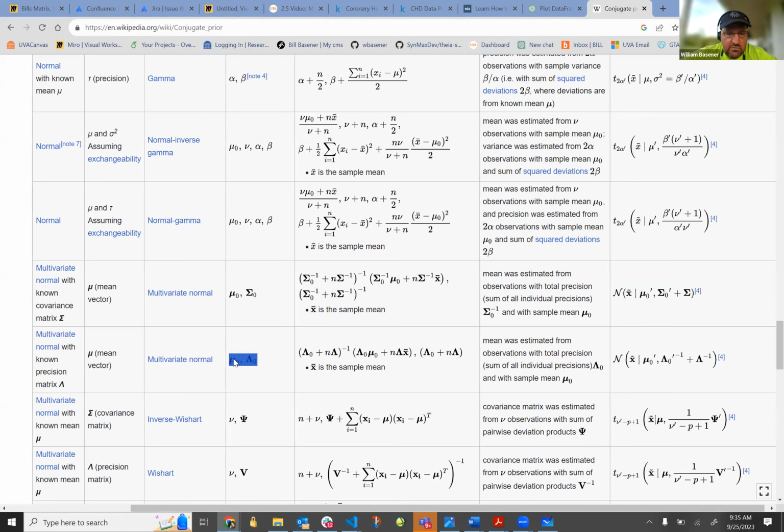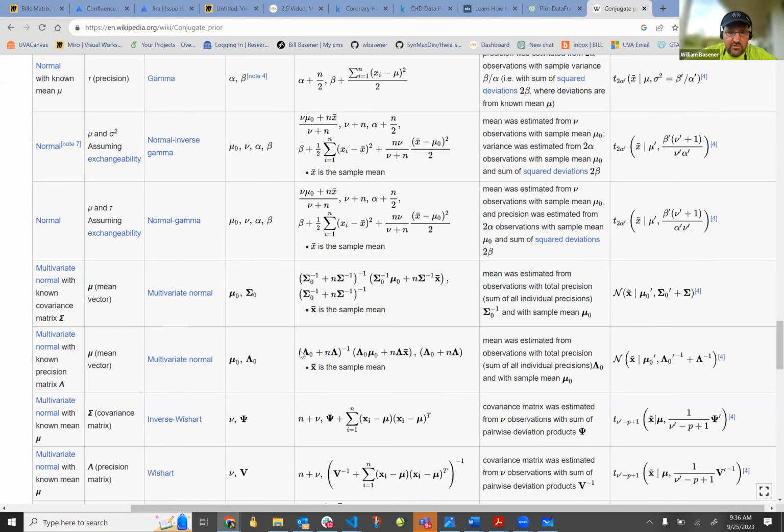So these are our hyperparameters, right? Mu naught is 0. This capital, I forget what letter that is. Is it a lambda? I don't know. Oh, well, this is what we were calling tau. It's the precision matrix. And so mu naught's going to be a vector of zeros, and this is going to be an identity matrix.